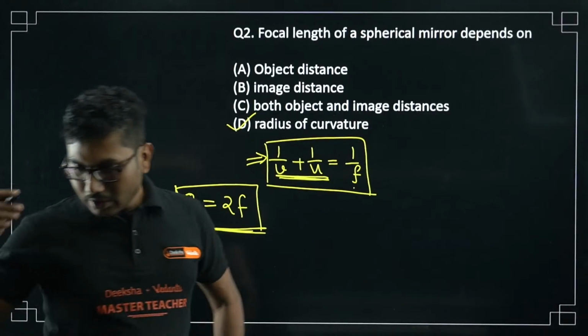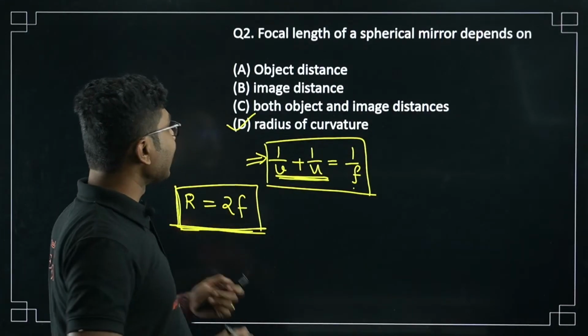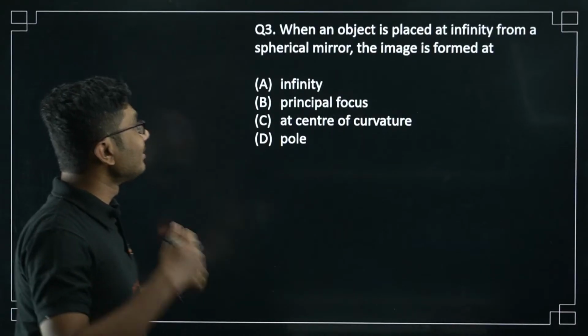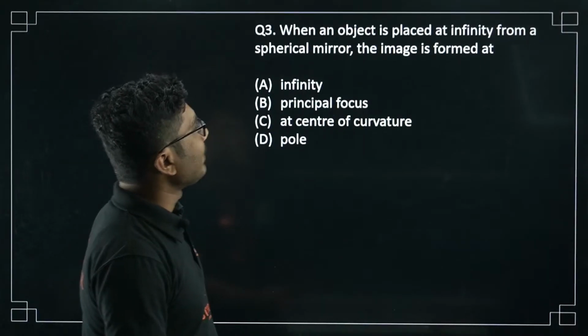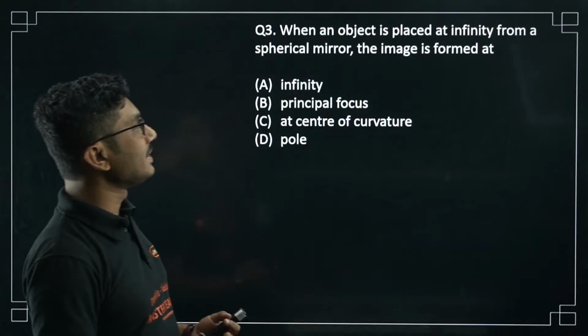Right, Ataur. So Vikas also joined. Vikas, yes, welcome. So 2D is the correct answer. Now let's move on to the third question. When an object is placed at infinity from a spherical mirror, the image is formed at.